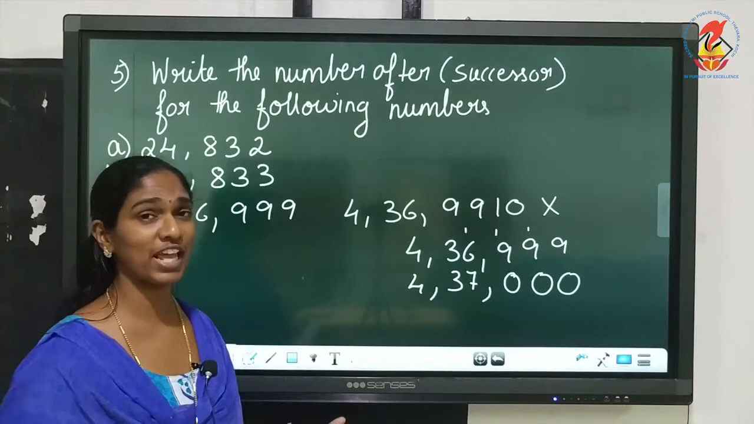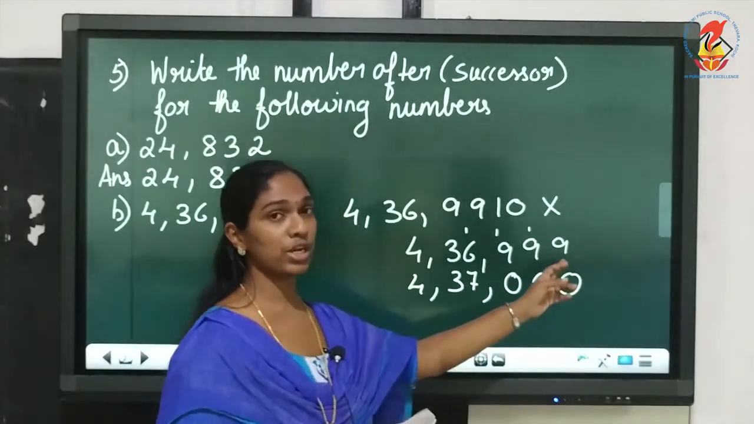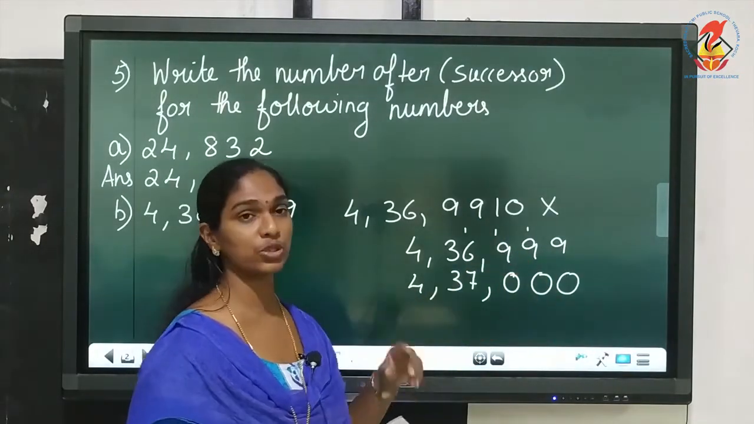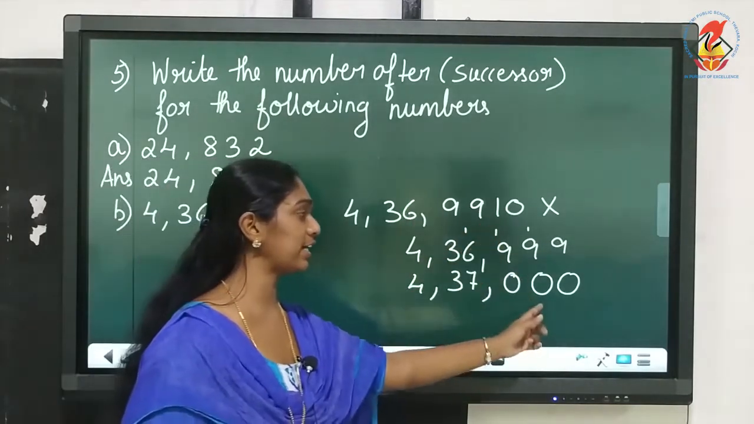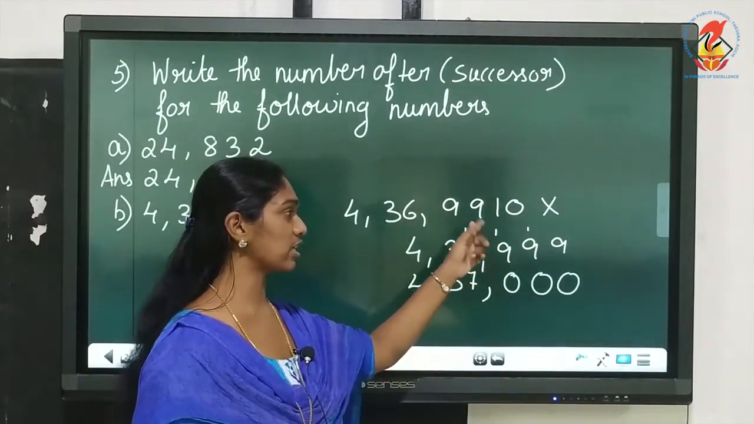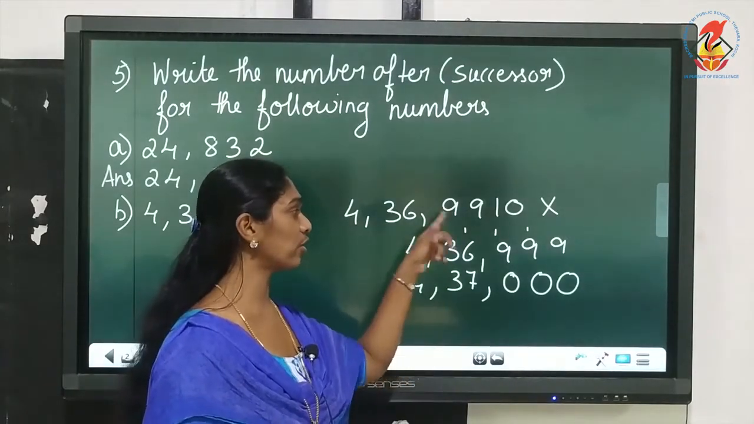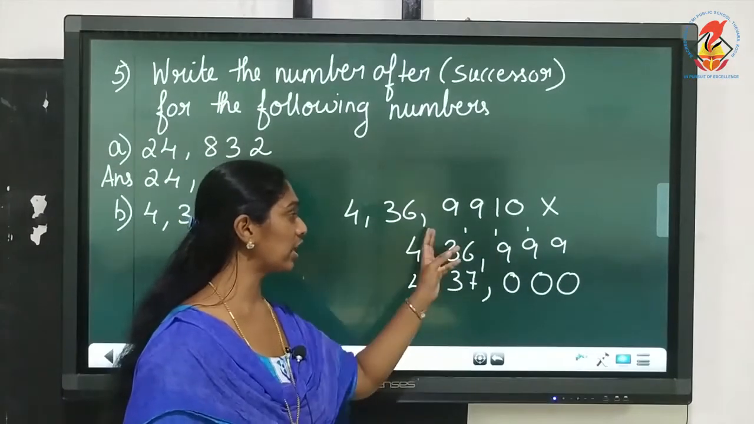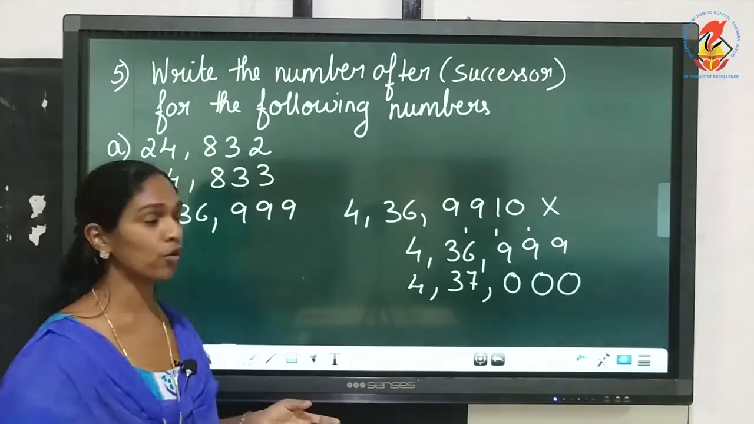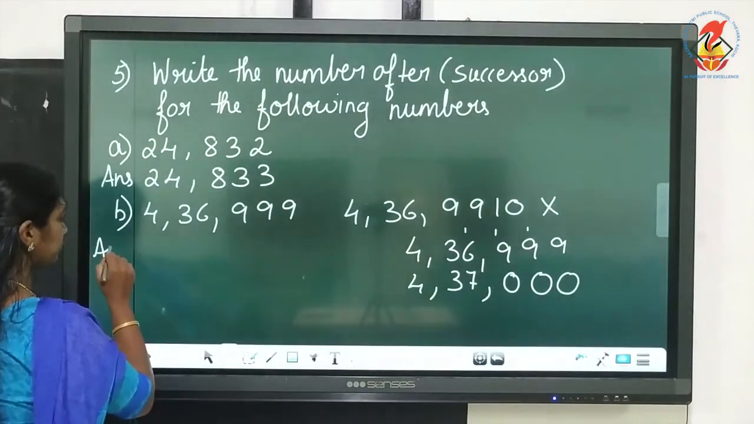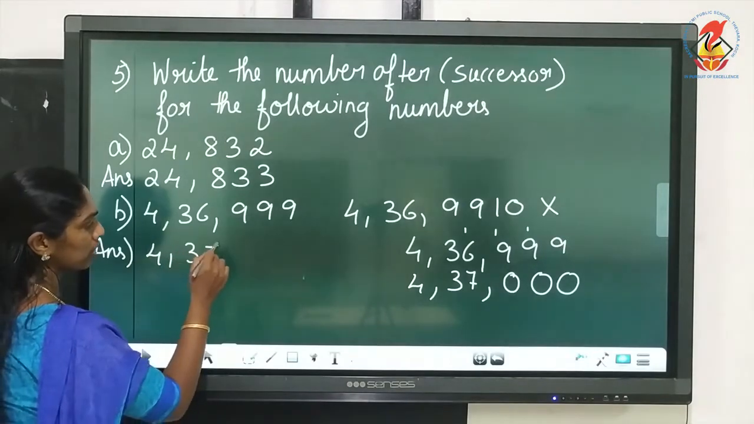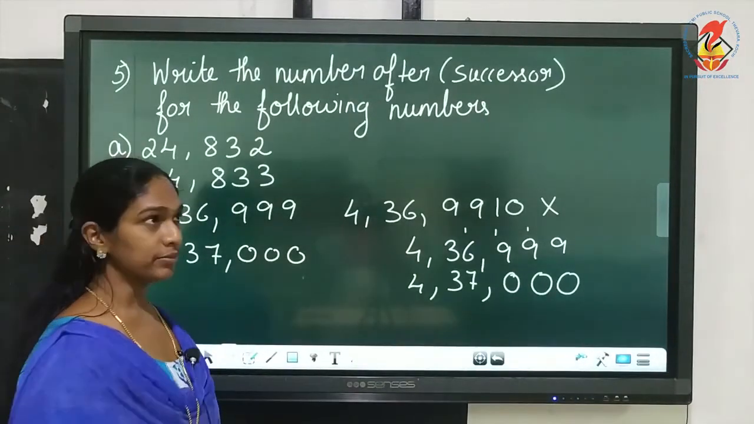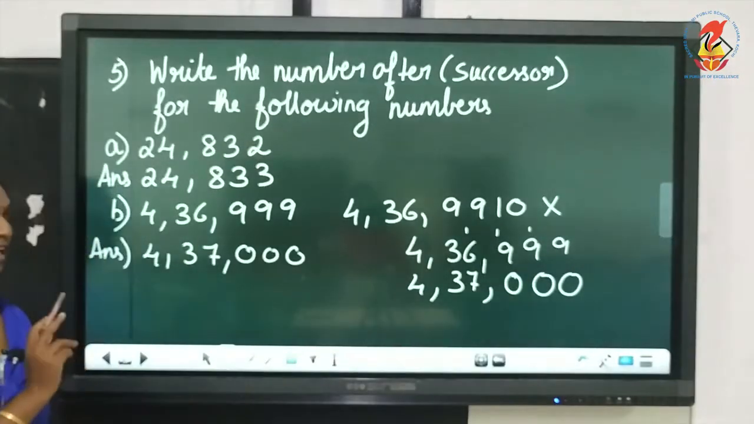So, usually what we do when we add, we add 1 to 9, you get 10, you write 0, and that 10's 1 you will carry to the next digit. Again 1 plus 9, 10, you write 0, carry 1 to the next digit. Again 1 plus 9, 10, write 0, carry 1 to the next digit. 1 plus 6, you get 7, then 3, then 4. So, 4,37,000 will be the answer. This is you did it by adding it. Okay? So, you did it by adding it.